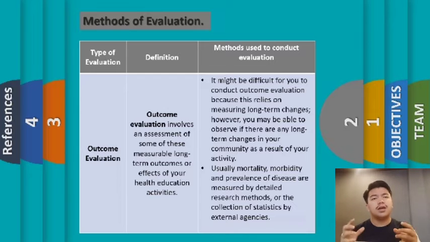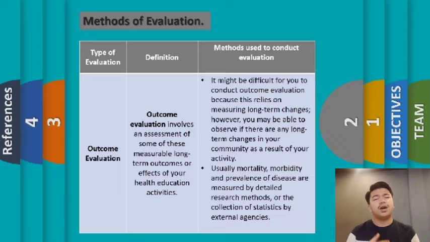So these long-term changes may include the decrease in mortality or any significant changes in healthcare services. So when you say outcome evaluation, it involves an assessment of some of these measurable long-term outcomes or effects of your health education activities. So surveys may be conducted after 3 or 5 years, and they may be difficult to conduct. The main purpose of outcome evaluation also is to assess some of these measurable long-term outcomes or effects of your health education activities. So the outcome evaluation is done through survey.